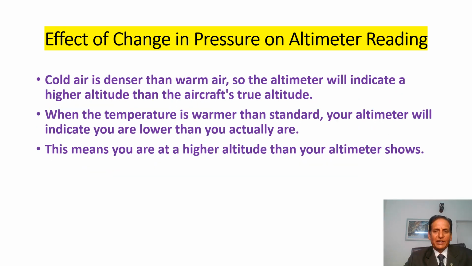Cold air is denser than warm air, so the altimeter will indicate a higher altitude than the aircraft's true altitude. When the temperature is warmer than standard, your altimeter will indicate that you are lower than you actually are. This means you are at a higher altitude than your altimeter shows.